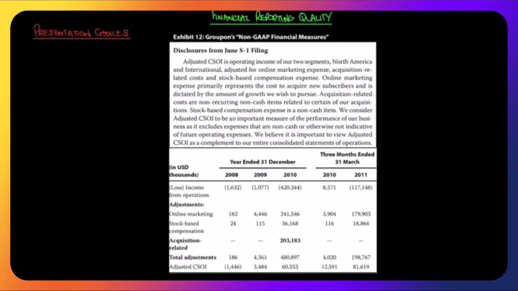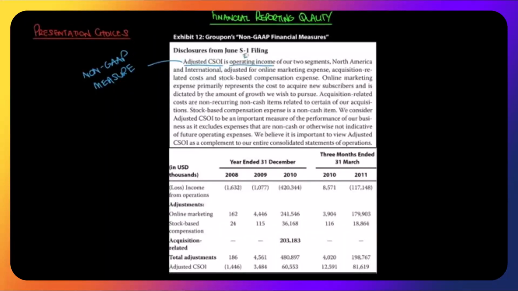What have we got here? A disclosure from their filings. Adjusted CSOI. What? So this is the non-GAAP measure that we're excited about. Adjusted CSOI, something they've made up, is operating income of our two segments.